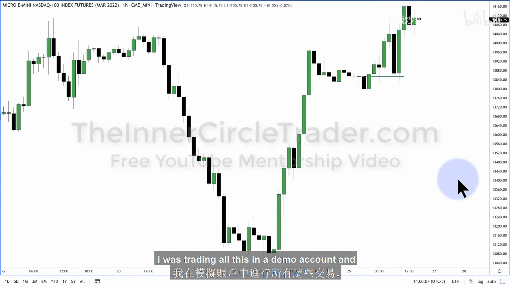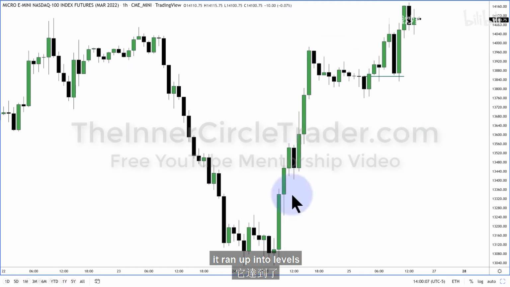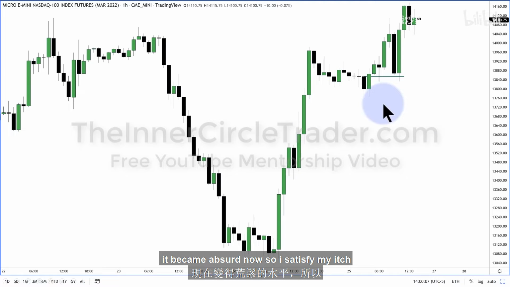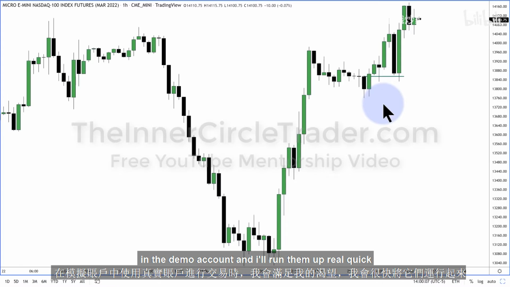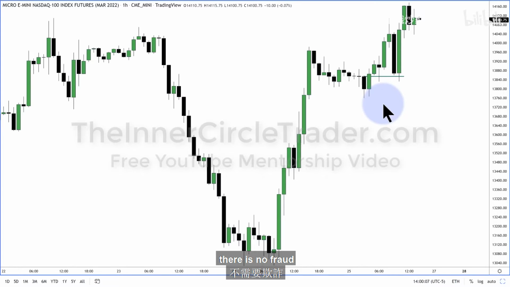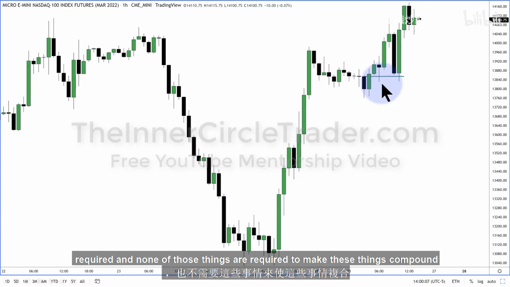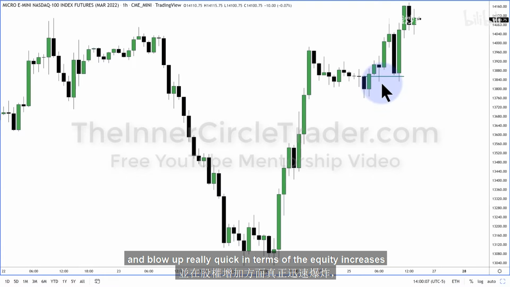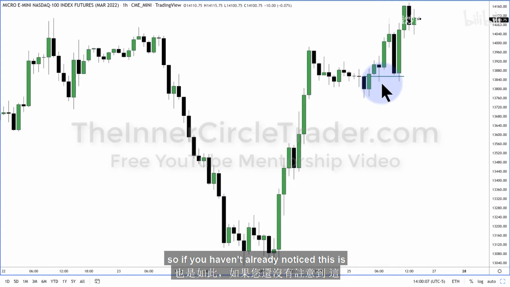Now, if we look at the hourly chart, this is what I was seeing. I was trading all this in a demo account, and it ran up into levels that became absurd. So I satisfy my itch in the demo account when I'm not trading with the live account, and I'll run them up real quick. There is no fraud required, and none of those things are required to make these things compound and blow up really quick in terms of the equity increases. But I'm going to show you how, even with a micro account.